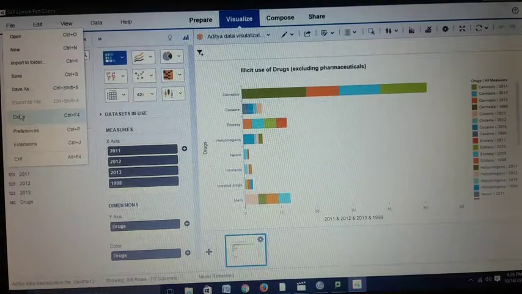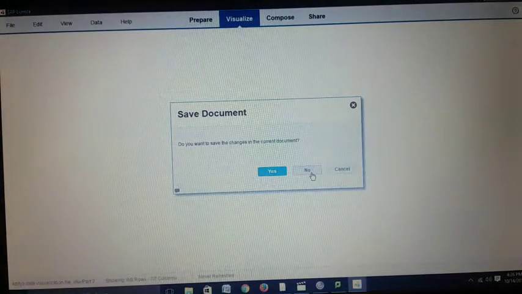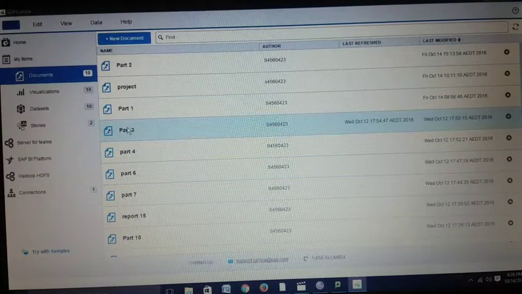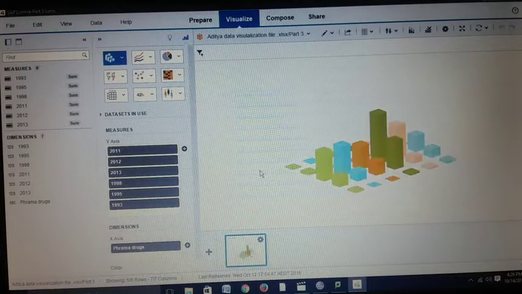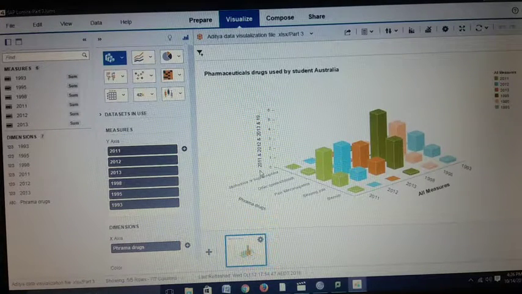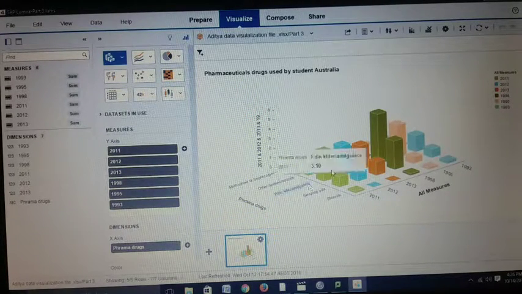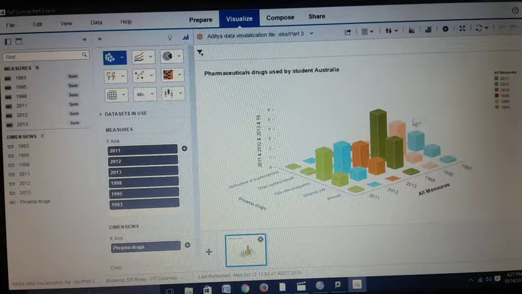Now, moving to the third one. The third chart describes the use of pharmaceutical drugs by students in Australia. It will show us the different pharmaceutical drugs which the Australian students or the international students present in Australia use. As seen, painkillers is a pharmaceutical drug and it is the most extensively used drug in the pharmaceutical type, from the year 1993 to 2011.